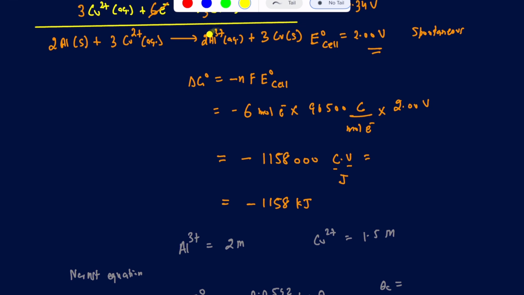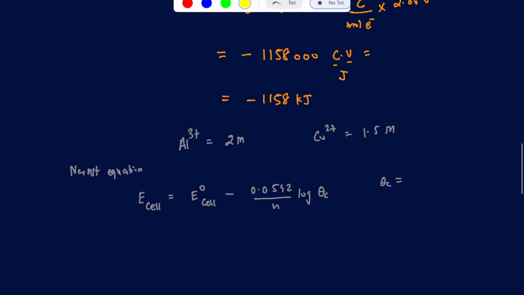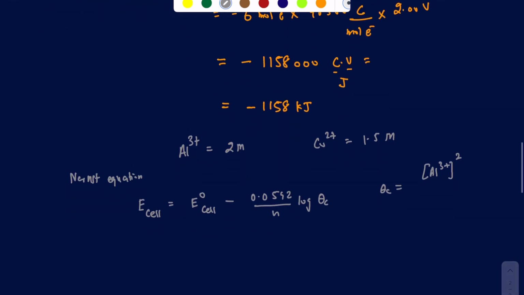Here, I want to include aluminum 3 plus on the product side. So the reaction quotient would be aluminum 3 plus, and I also want to take care of the coefficient, so that's going to be to the power of 2. And you're going to have copper 2 plus, which is going to have 3 in the power. Those concentrations were given, and all I really have to do is plug those in here and do the math.